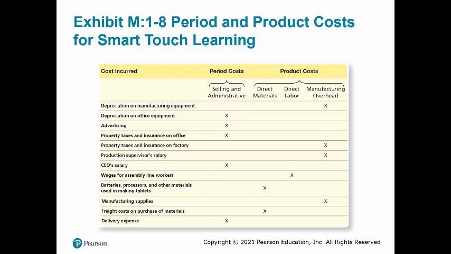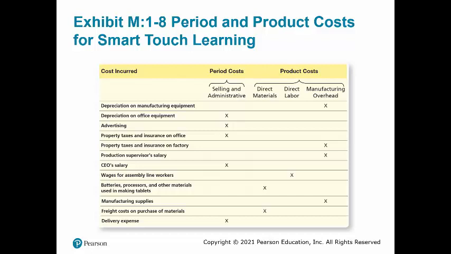Now we can see that we're going to treat things like depreciation differently depending on whether or not it's depreciation on manufacturing equipment or on office equipment. So on manufacturing equipment, depreciation would be considered to be part of manufacturing overhead. That would be a product cost. But if it's depreciation on office equipment, that would be considered to be a selling and administrative expense, and that would be a period cost. The same thing for advertising that the company does. That's part of selling the products.